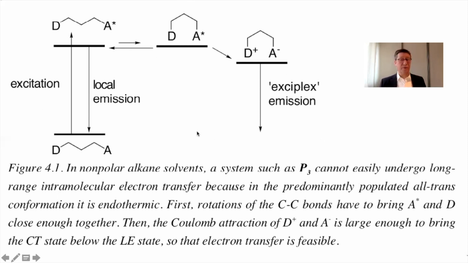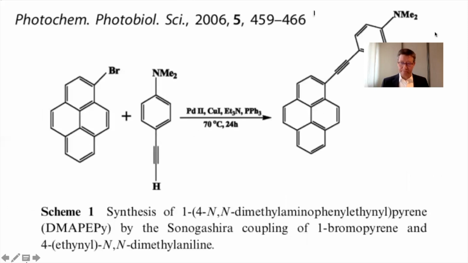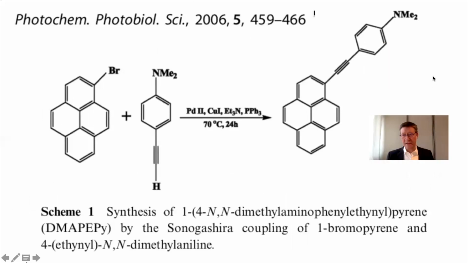So we go from the excited state of the dimer to the excited state of the complexes, and we can make them connected. If we connect them, we have more control. We're not relying then on diffusional processes. It also gives us a tool to influence the properties. So here you see that the classical combination, pyrene and dimethyl aniline, they have been coupled together with Sonogashira coupling.